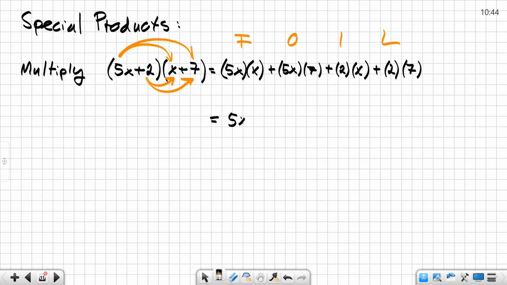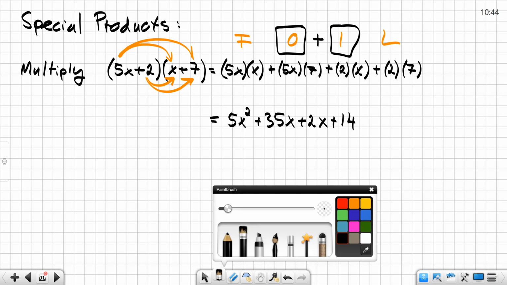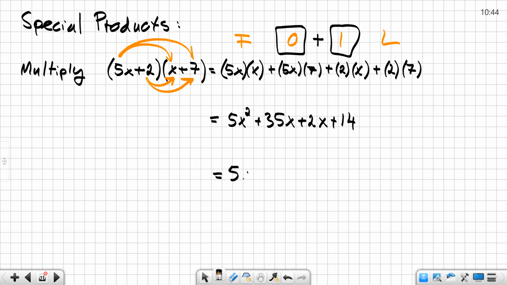5x times x, that will give us 5x squared. 5x times 7, that's a positive 35x. 2 times x, plus 14. And as always, I'm going to look for like terms when I deal with polynomials. And I do have the outer and the inner product. The outer and the inner product can be combined in a lot of cases. So we have 5x squared, 35 plus 2, that will give us 37x plus 14.